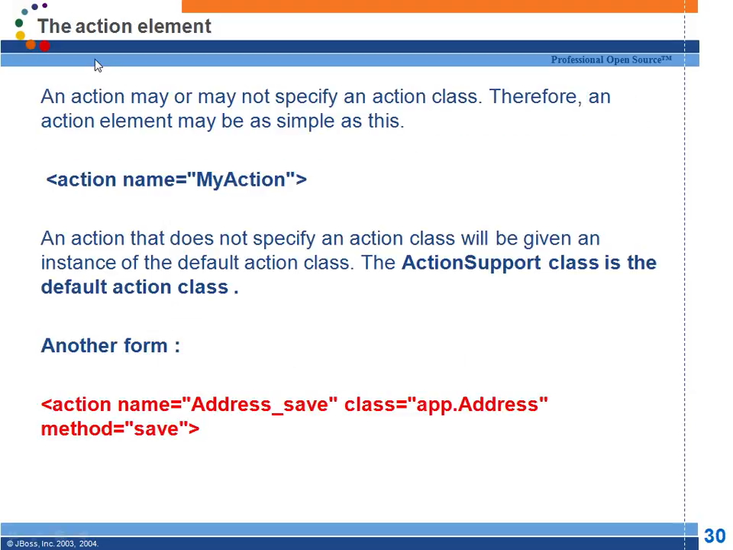Next, an action may or may not specify an action class. Therefore, an action element may be as simple as our first action, which didn't have an action class. An action that does not specify an action class will be given an instance of a default action class. The class is ActionSupport. So if you don't give one, the default class is ActionSupport, or you can give your own class.